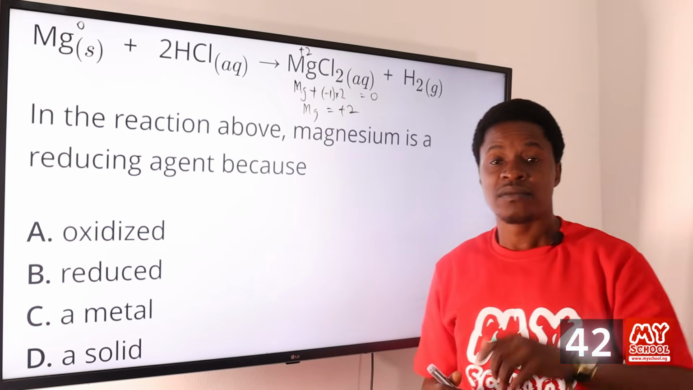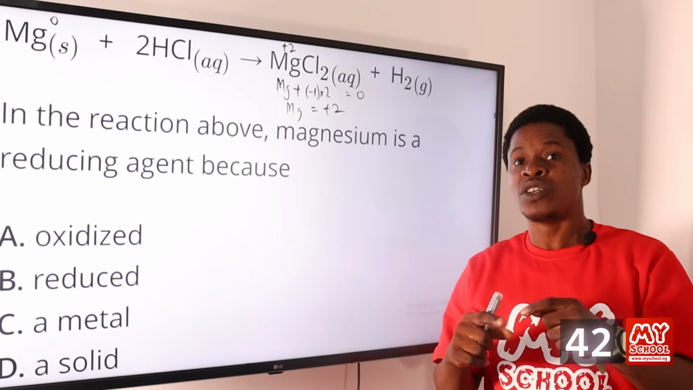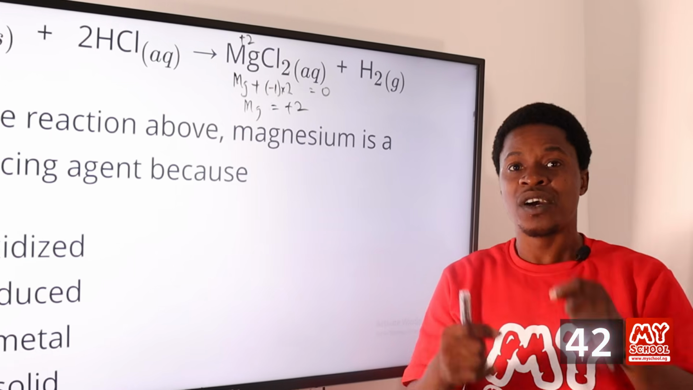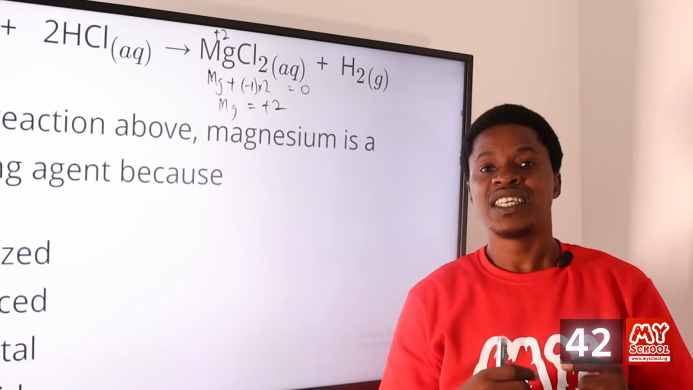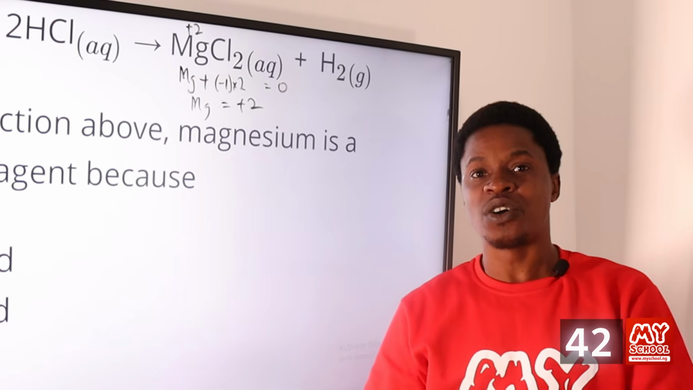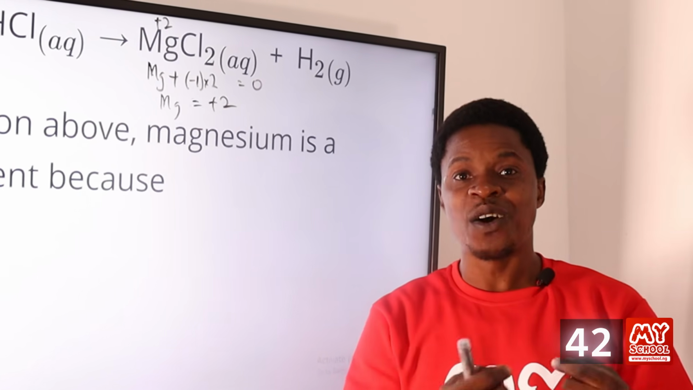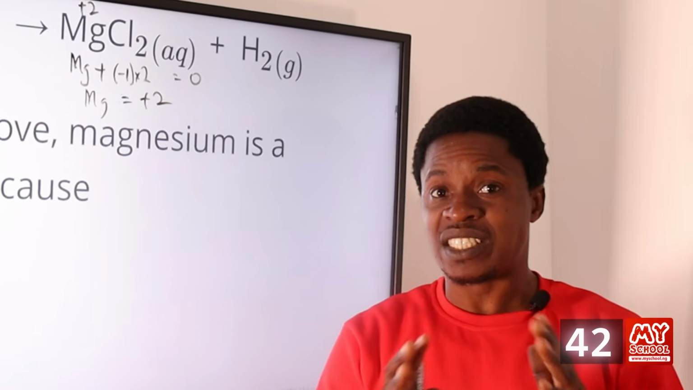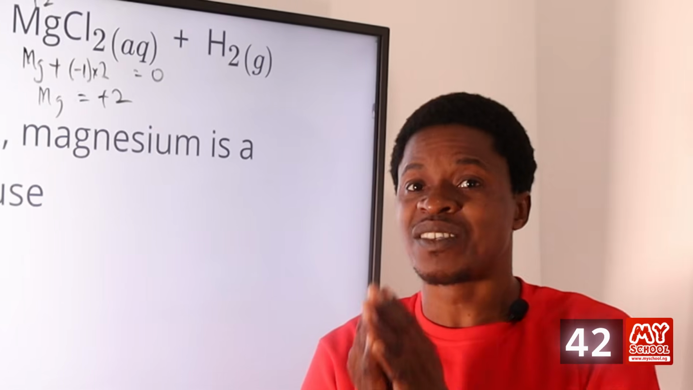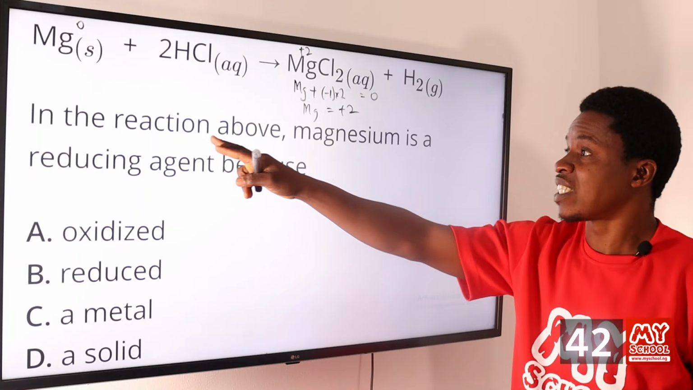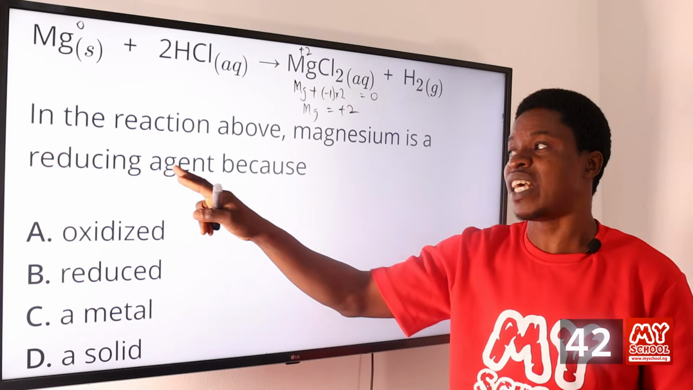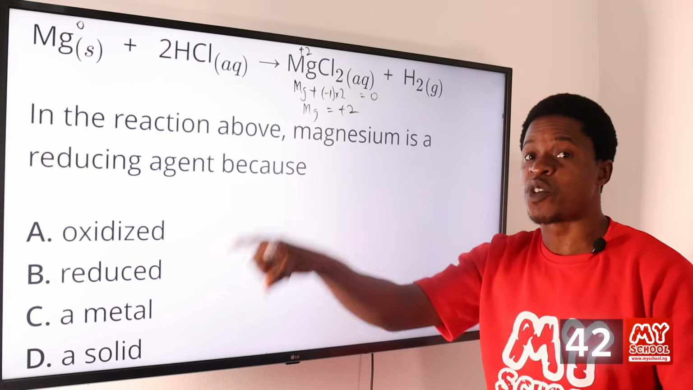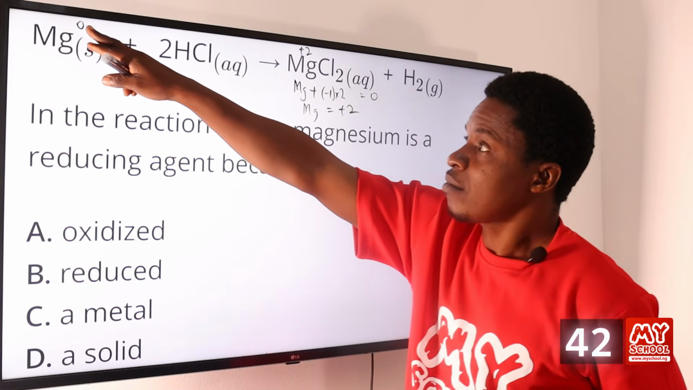Now, take note, reducing agents will undergo oxidation, while oxidizing agents will undergo reduction. I will say that again. Reducing agents will generally undergo oxidation, while oxidizing agents will always undergo reduction. So all we need to do now is see where oxidation is taking place, because the question says that in the reaction above, magnesium is a reducing agent, because a reducing agent will undergo what? Oxidation. It means a reducing agent will be oxidized.